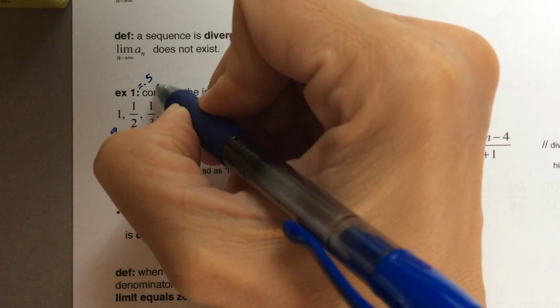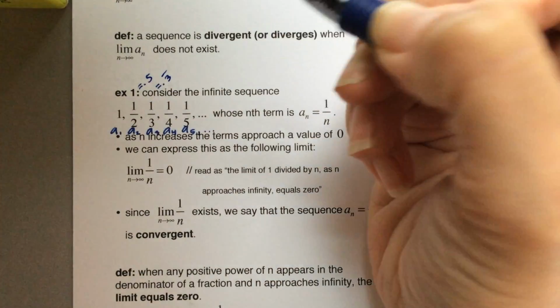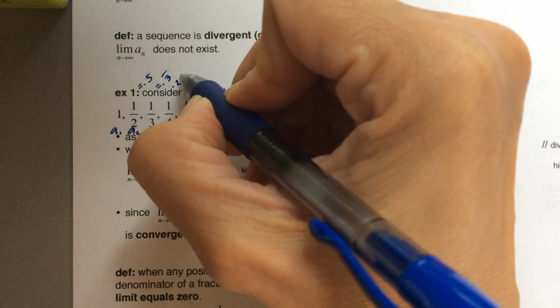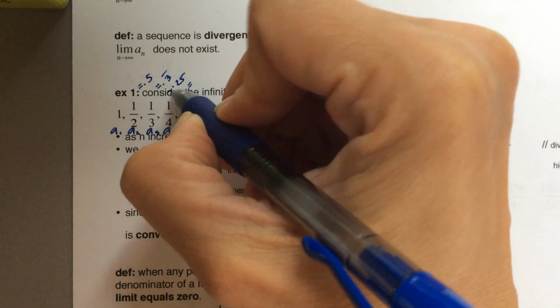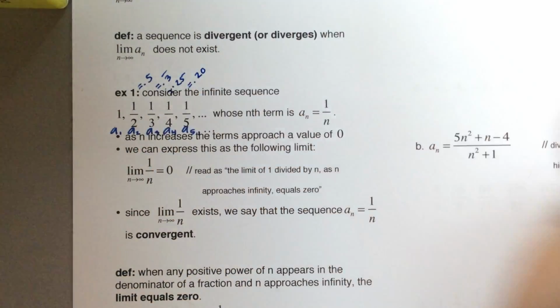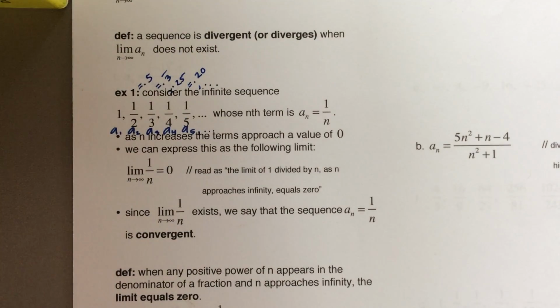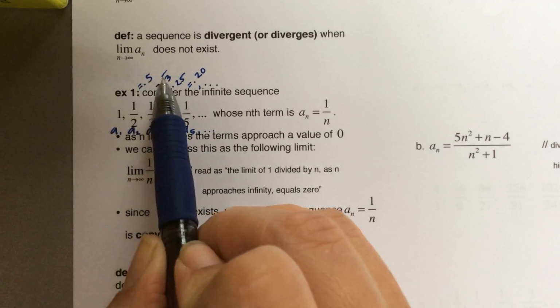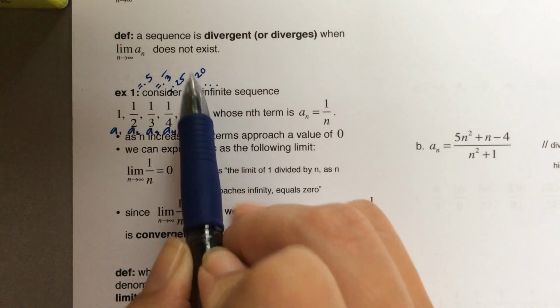So what I mean by that is this. This is 0.5 if you look at 1/2. This is 0.3 repeating for 1/3. This is 0.25 for 1/4. And this is 0.20 for 1/5. This pattern is continuing. So what you'll notice is that these numbers are getting smaller and smaller.